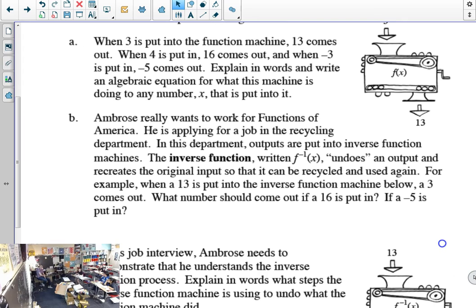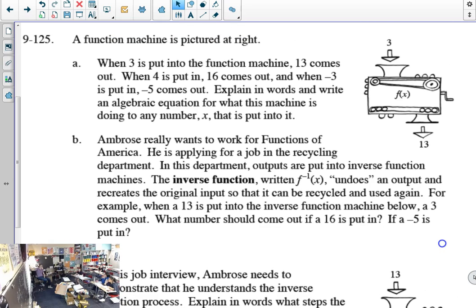So, think to yourself, what could be the function that turns 3 into 13? Then, what would be the inverse of it? You don't have to agree with the people. Write your own function.